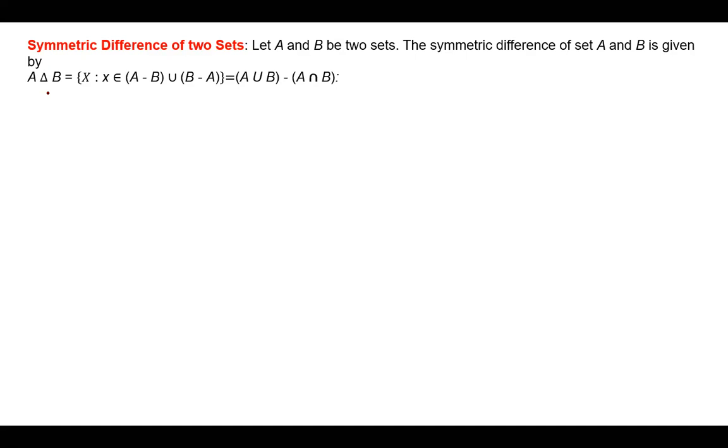So, the symmetric difference of two sets. Here is the simple definition of this. Let A and B be two sets. The symmetric difference of set A and B is given by this expression: x is a member of A minus B union B minus A, which is also equal to A union B minus A intersection B. So if you can't know this by definition, you just have to master these formulas. That's all.